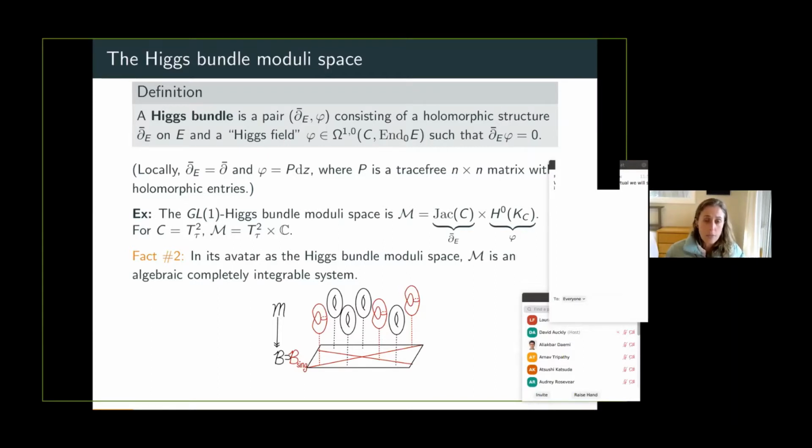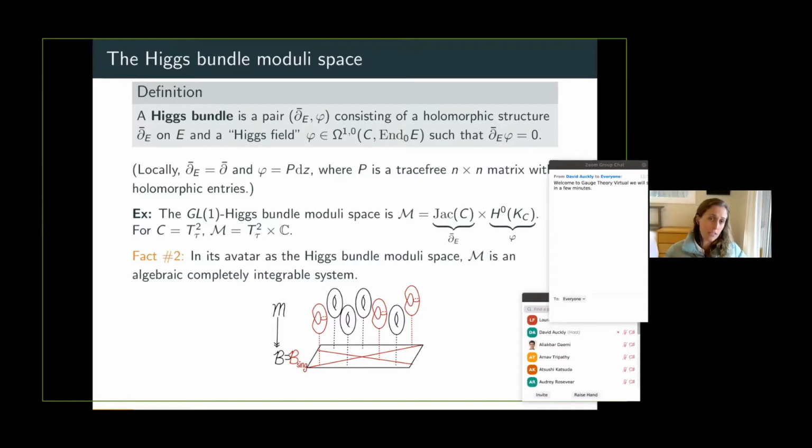And so then we can talk about the Higgs bundle moduli space. There are some simple cases. If we just do GL1, we're just considering line bundles over the curve C. Supposing we're considering degree 0 line bundles, then the holomorphic structures are just the Jacobian of C. And then the Higgs field needs to be a holomorphic section of the holomorphic cotangent bundle, the holomorphic 1-0 forms. And then things become even simpler.